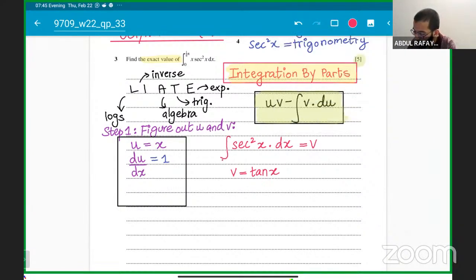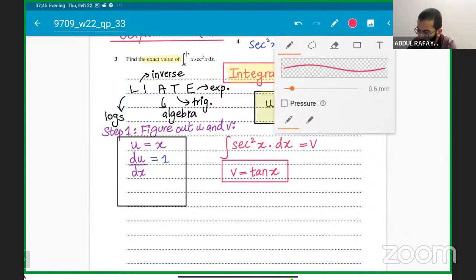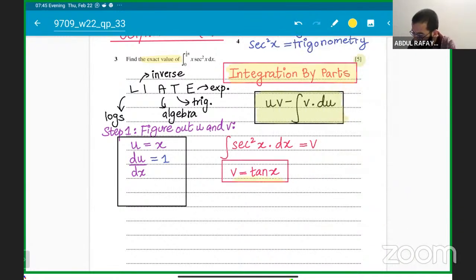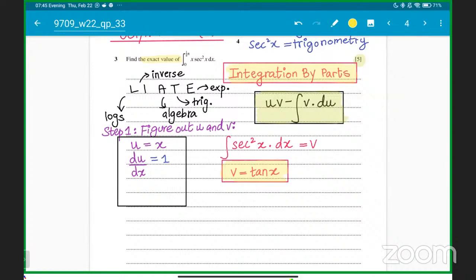I'll share all the integration formulas together in one place. So v is equal to tan x. Understood? Everyone please write down: the integration of sec square x is tan x. Understood, guys? Clear on this?